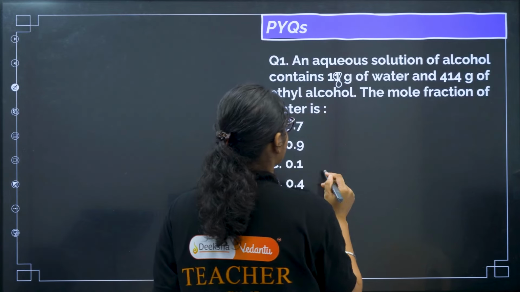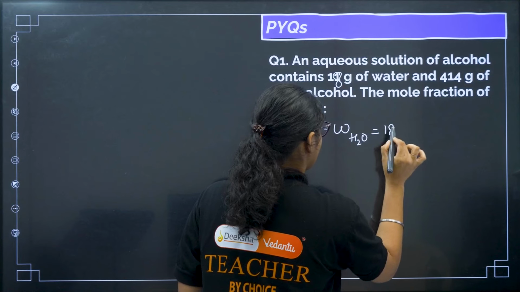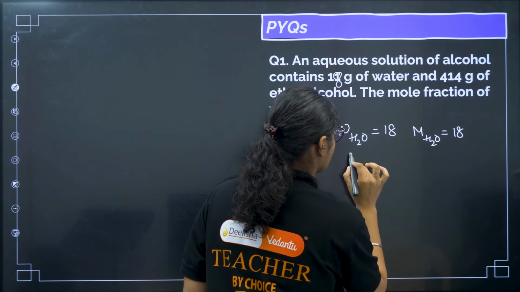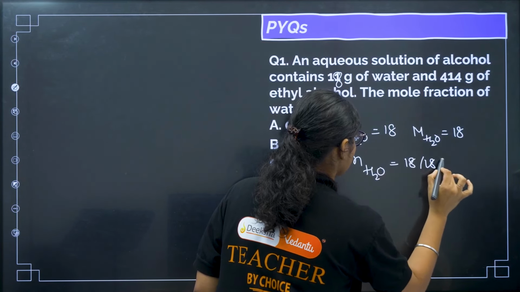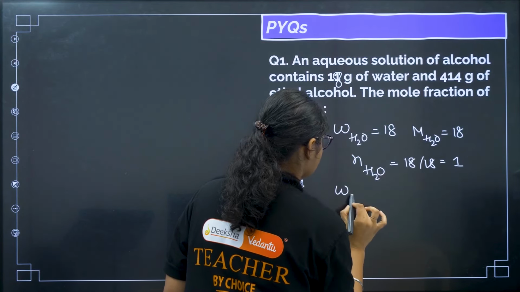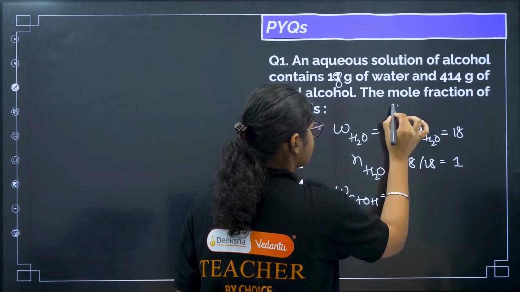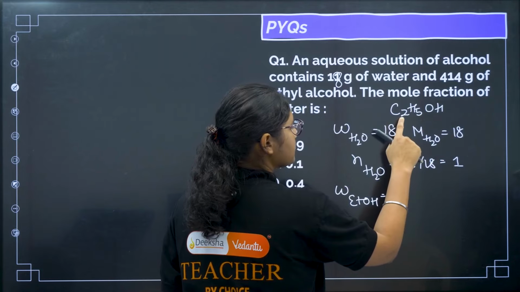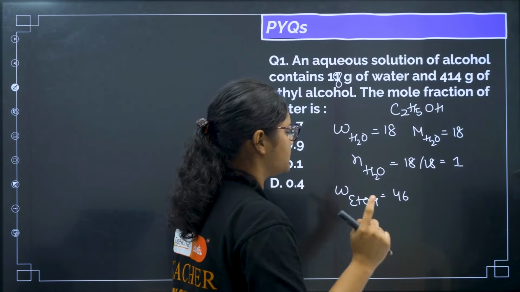So let us write down the values here. We have the mass of water as 18 gram, and you know the molar mass of water is also 18 gram, right? So then what is the number of moles of water? 18 by 18, so that will give me 1. Now let us see the mass of ethyl alcohol, that is, the molar mass is 46 gram. If you see C2H5OH, carbon 12 twos are 24, 24 plus hydrogen 6 is 30, 30 plus 16 is 46.